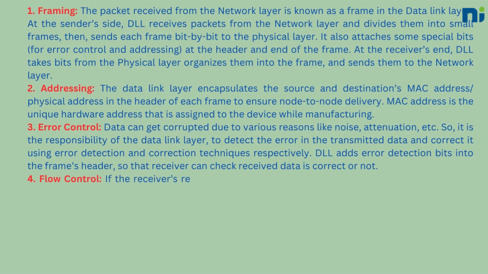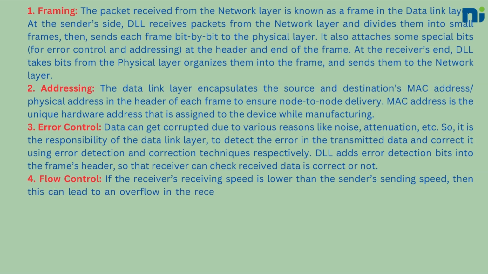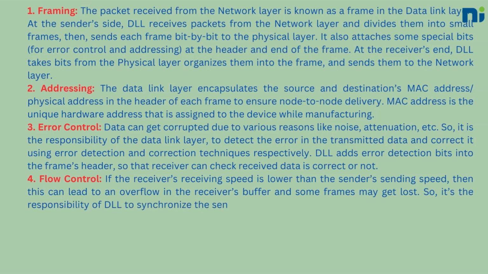4. Flow control. If the receiver's receiving speed is lower than the sender's sending speed, then this can lead to an overflow in the receiver's buffer and some frames may get lost. So, it's the responsibility of DLL to synchronize the sender's and receiver's speeds and establish flow control between them.